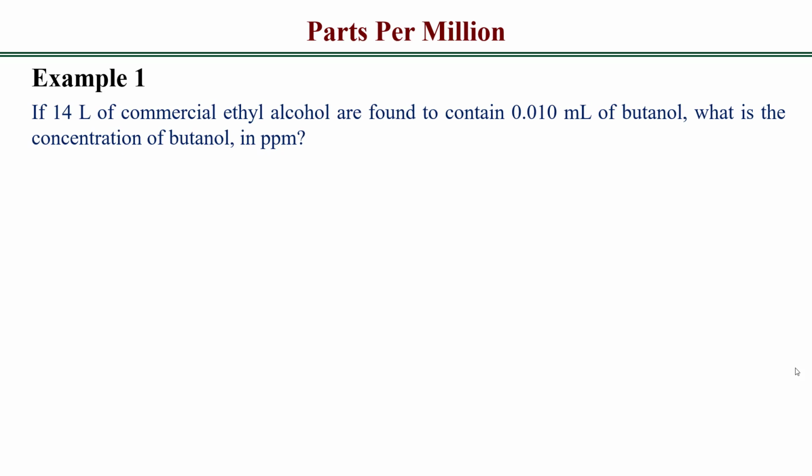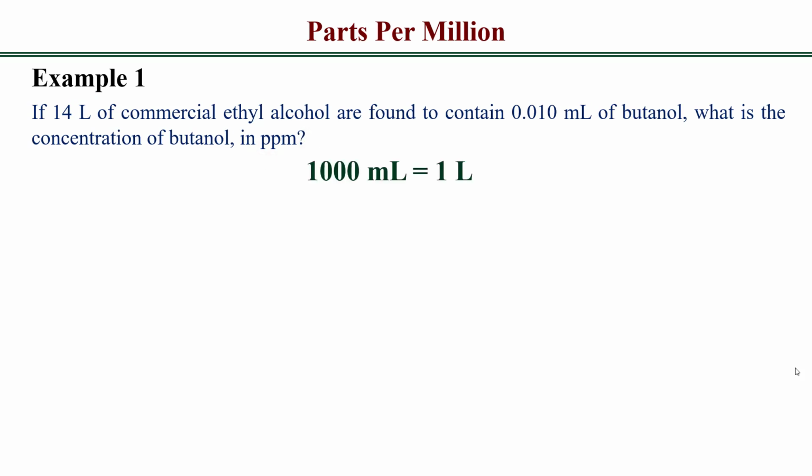This question says, if 14 liters of commercial ethyl alcohol are found to contain 0.01 milliliters of butanol, what is the concentration of butanol in ppm? Notice from the question that 0.01 milliliters compared to 14 liters is really minute, and so this would be a good scenario where ppm would be a better way to capture the concentration.